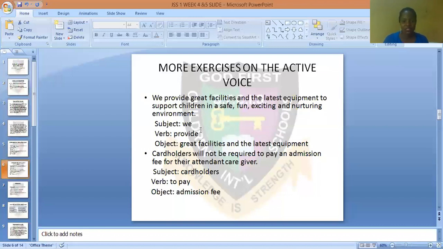Another example. Card holders will not be required to pay an admission fee for their attendant caregiver. The subject in this sentence is card holders. And the verb is to pay. The object here is admission fee.